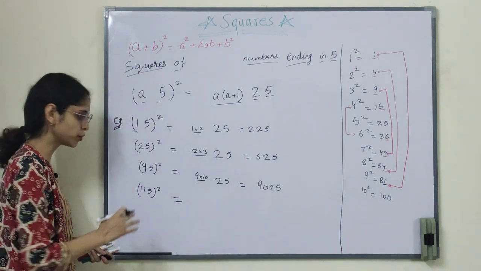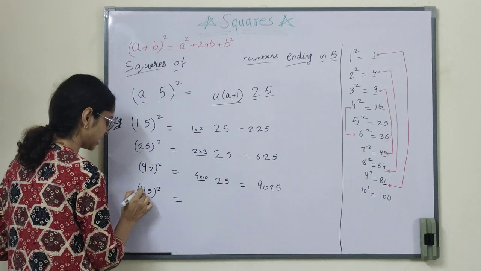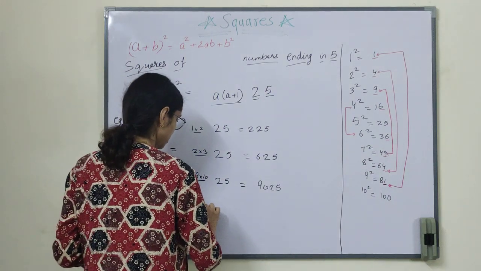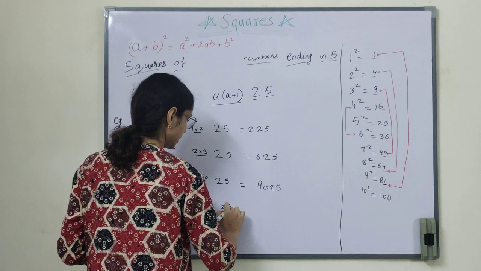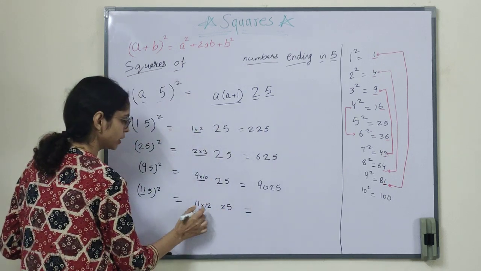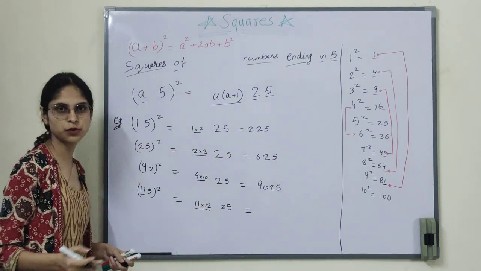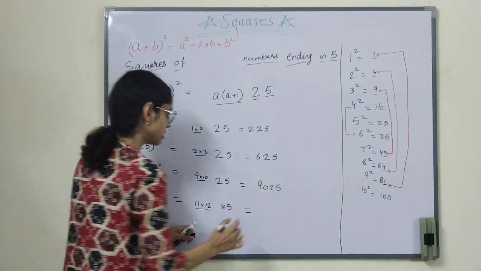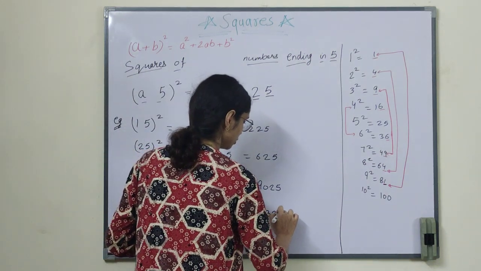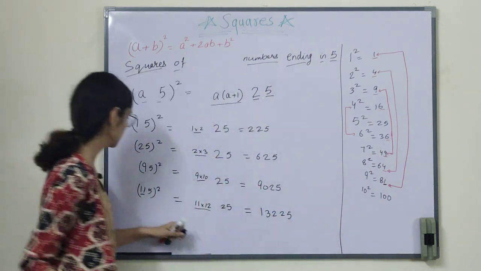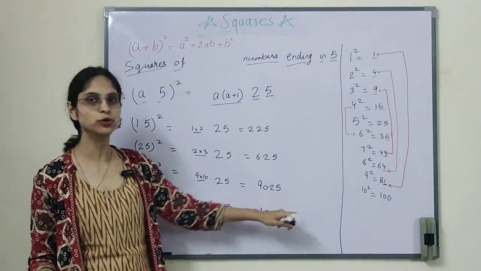For 115 square, what you have to do? Now the value of a is 11. So it will just become 11 times 12 and 25 at the end. You just have to do 11 times 12. 11 times 12 is 132. So the answer will be 13225. So the square of 115 is 13225.